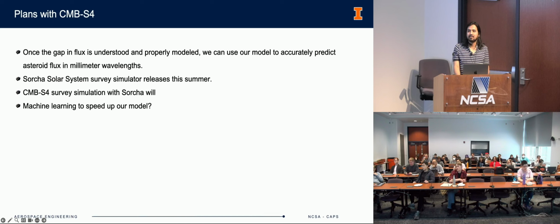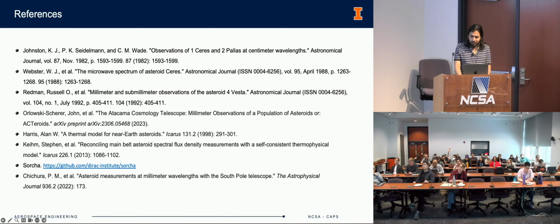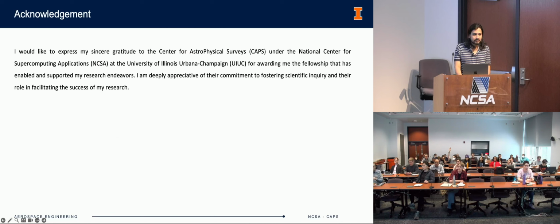Once we have done analysis on a lot of asteroids, maybe we have enough data to, without even running the simulation, kind of say what's going on. Yeah, that's all I had. Here are my references.